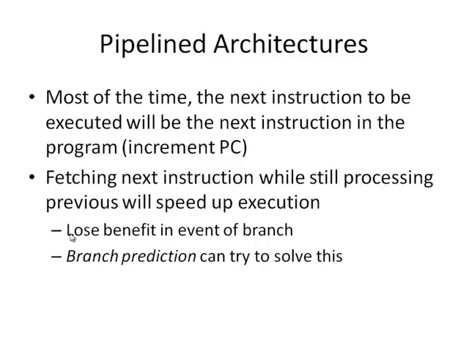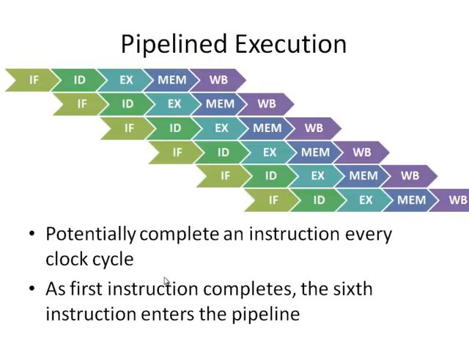Most of the time we can do this effectively because the next instruction that we're going to need is going to be found by just incrementing the program counter and grabbing the very next instruction. Sometimes when we've got a loop or a branch or an if statement, we might accidentally pick the wrong instruction next. But there are ways in which processors can try and minimise the cost of any misprediction there. And this is pipelined execution.